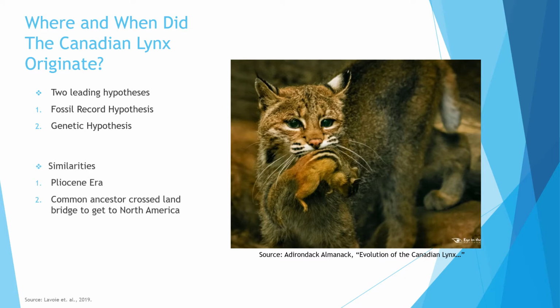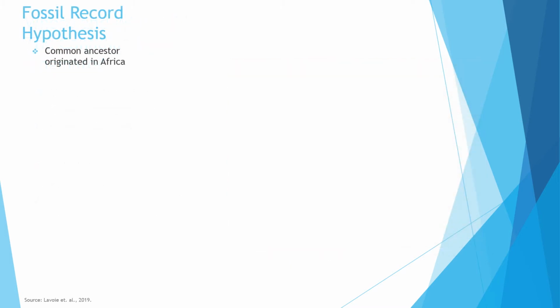There are two main similarities between the two hypotheses. Number one, both of them occur in the Pliocene era, and number two, being that the most common ancestor crossed a land bridge to get to North America. Let's start with the fossil record hypothesis.